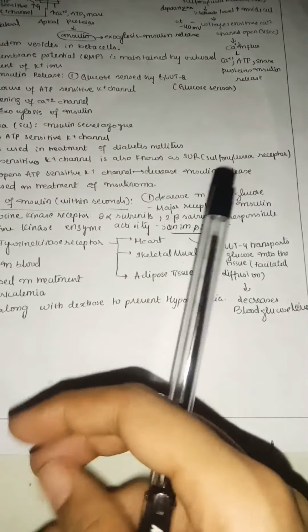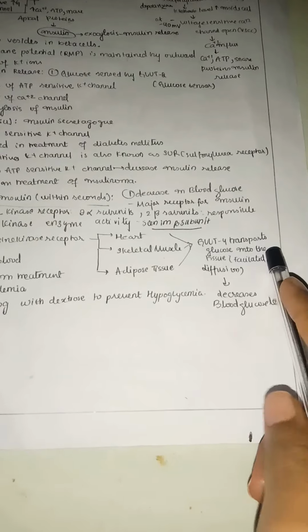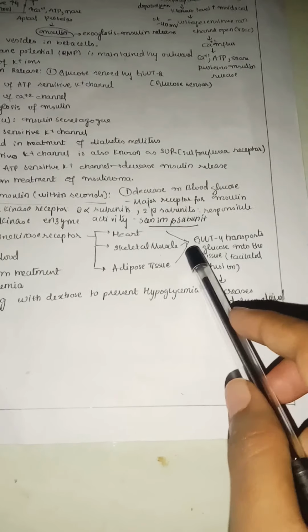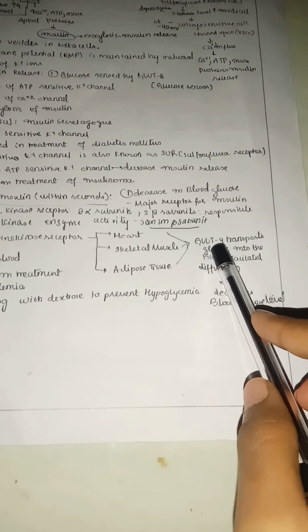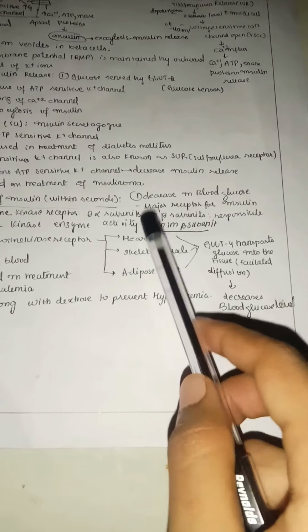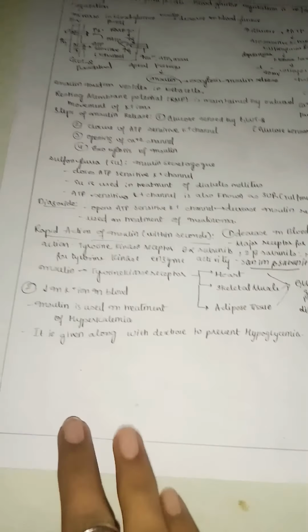Now the glucose present in the blood vessel enters into them. GLUT4 transports the glucose into the tissue. This is facilitated diffusion, because GLUT4 is a protein that facilitates the diffusion of glucose from the blood vessel into the heart, skeletal muscle and adipose tissue. So this decreases the blood glucose level.